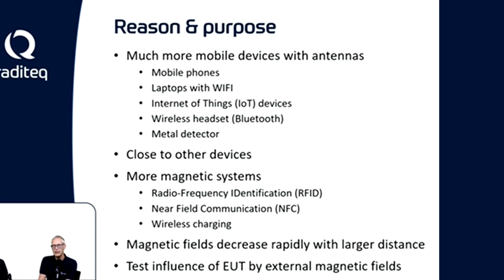The benefit of magnetic fields is that they decrease rapidly with larger distances. And that is why the testing should be done on close proximity, close to the EUT itself. And of course, the general purpose is that we have to verify if the EUT is influenced by the magnetic fields that are generated by other devices. So it is an immunity standard to see if the EUT is being influenced.